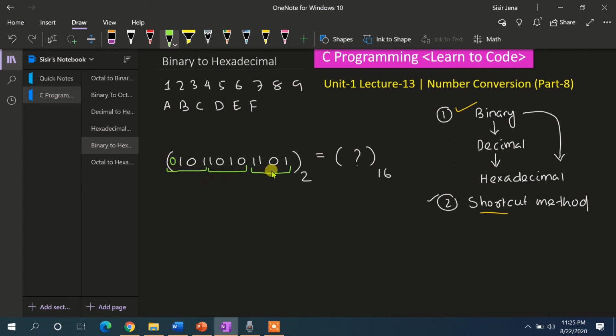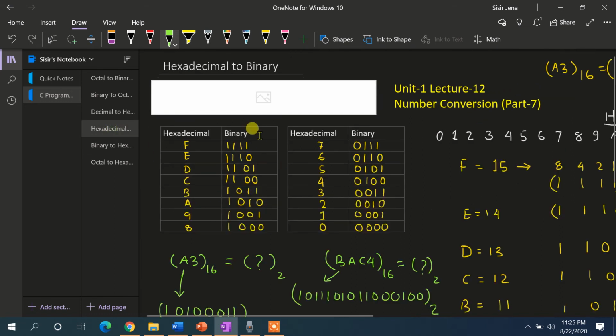Okay, after combining this you should write the corresponding hexadecimal equivalent. So 1101 will be 8 plus 4, 12, 13. So this is 13 actually. This is 1010, which means this will be 10. This is 0101, which means it is 5. How do I know this is 5, this is 10, this is 13? This actually belongs to this table only.